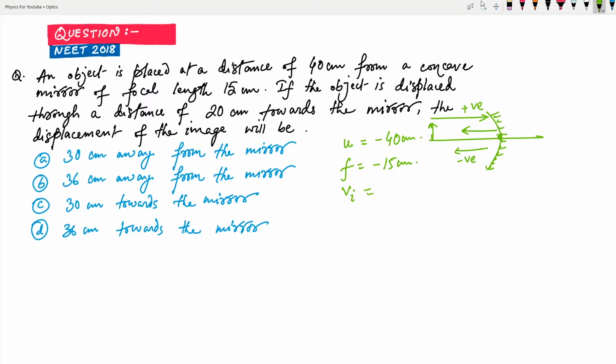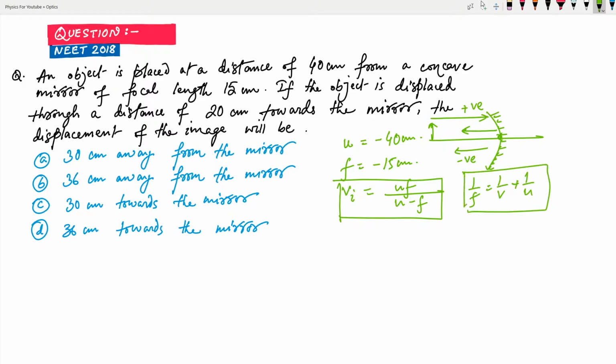Directly we can say that v will be uf divided by u minus f. This is the formula that I've derived from the mirror formula. The mirror formula is 1 by f is equal to 1 by v plus 1 by u. If you derive the value of v, then you'll get this. So try to remember this formula for solving this kind of question very quickly. So v is equal to uf divided by u minus f. Now just put the values and you'll get it.